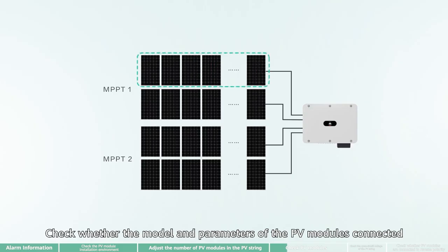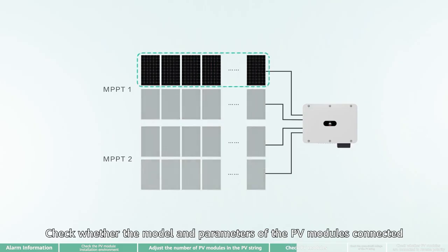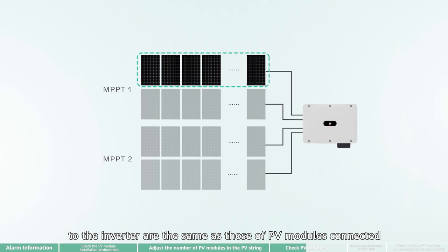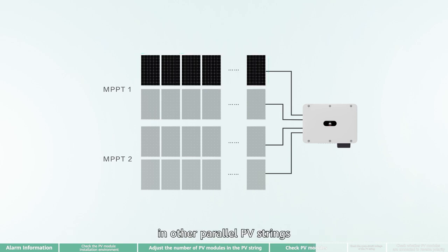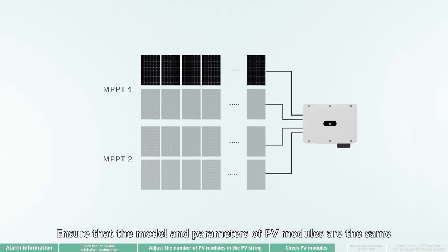Check whether the model and parameters of the PV modules connected to the inverter are the same as those of PV modules connected in other parallel PV strings. Ensure that the model and parameters of PV modules are the same.